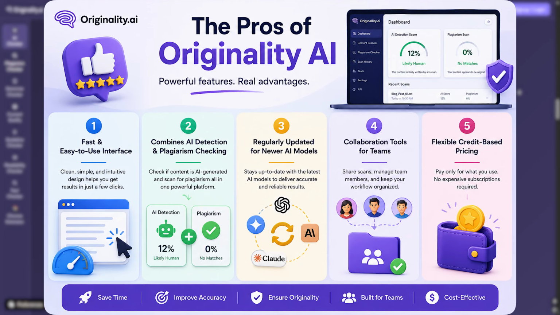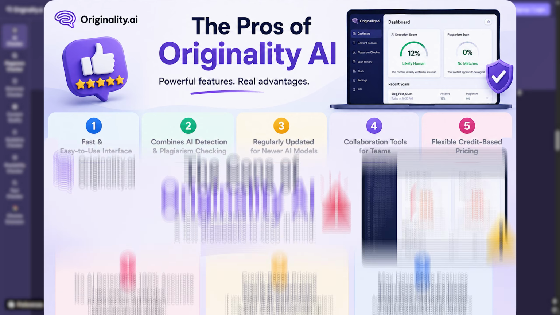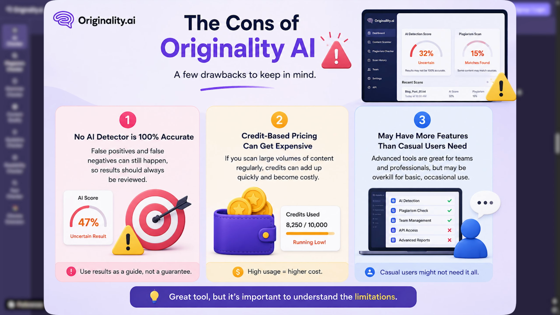Pros. Originality AI offers several advantages. Fast and easy to use interface, combines AI detection and plagiarism checking in one platform, regularly updated to recognize newer AI models, useful collaboration tools for teams and content agencies, flexible credit based pricing instead of requiring expensive subscriptions for everyone.